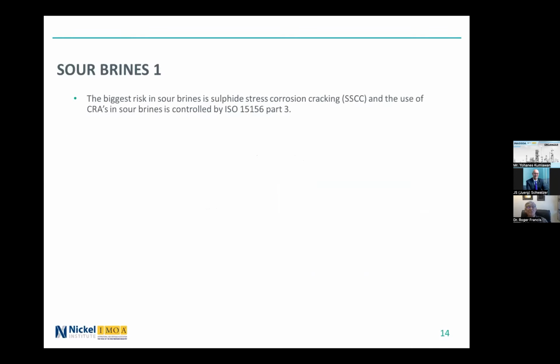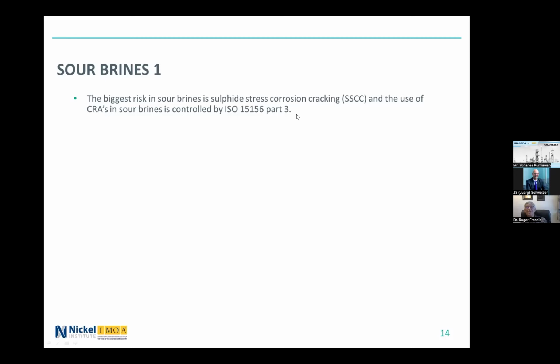So now let's move on to sour brines. Sour brines are similar to sweet brines, but there is also hydrogen sulfide. And the hydrogen sulfide concentration determines whether it's going to suffer sulfide stress corrosion cracking. And this is the big risk. You have to remember that hydrogen sulfide is more poisonous than cyanide. If you get a crack and it leaks, it can kill people.